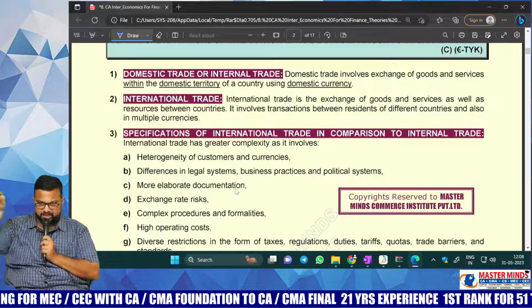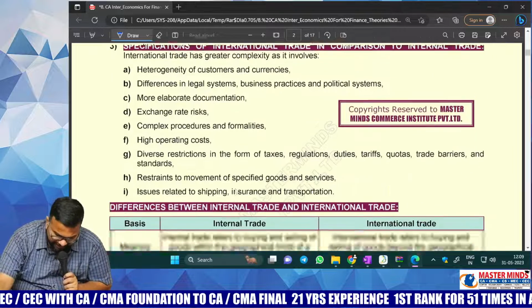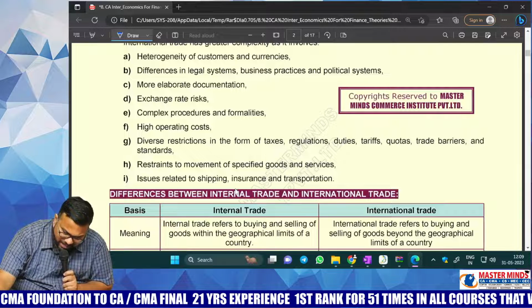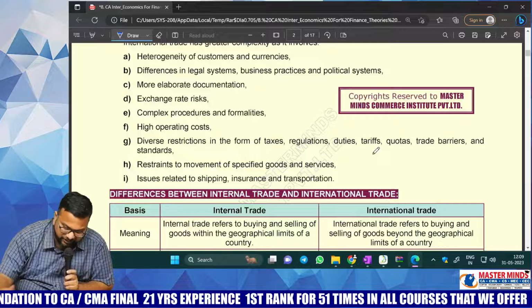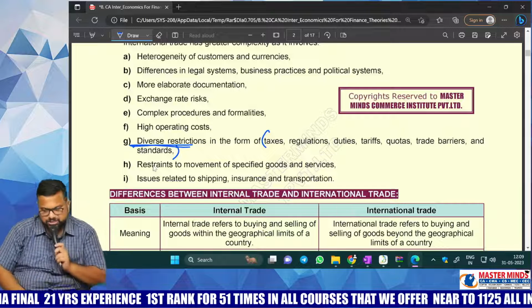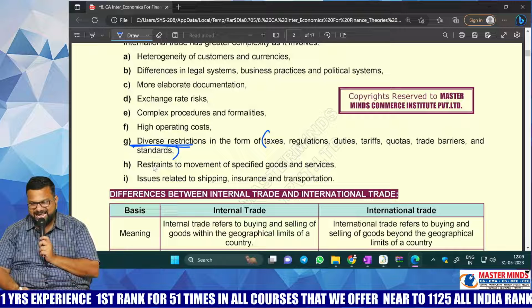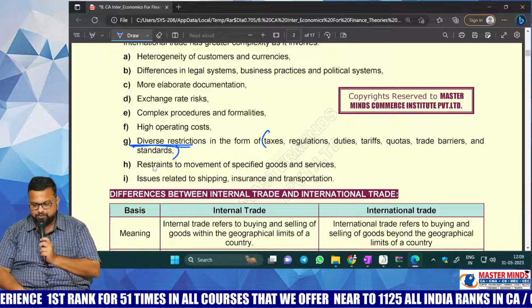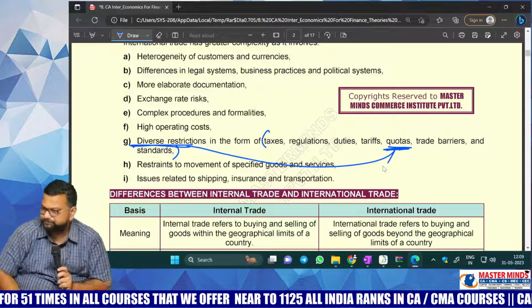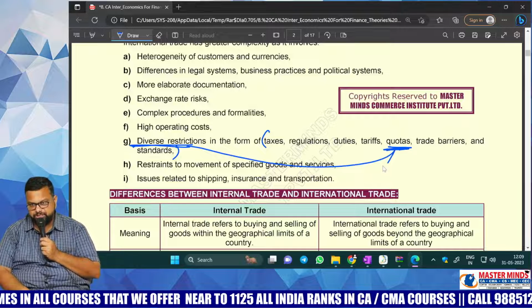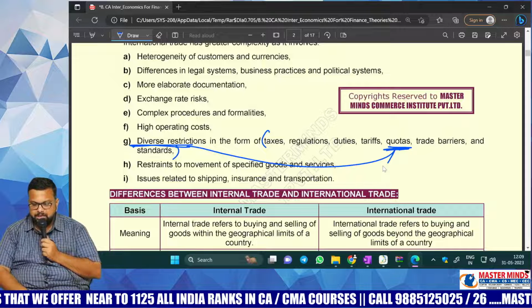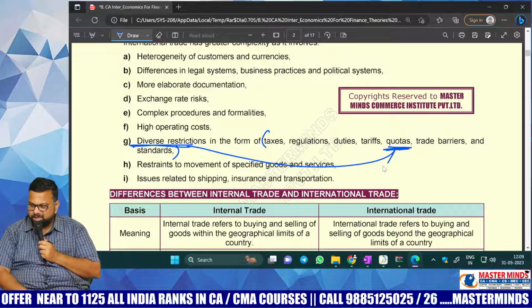Okay, next, diverse restrictions in the form of taxes, regulations, duties, tariffs, quotas, trade barriers and standards. Different types of restrictions. Now all these different types of restrictions you may not find in internal trade. You may find taxes in internal trade, but other things, regulations, duties, tariffs, quotas. Quotas means limitations or restrictions. All those things you will learn in the trade policy chapter. Okay, next chapter, that is trade policy. There you will come across all those things. So all these are present in international trade but not in internal trade.